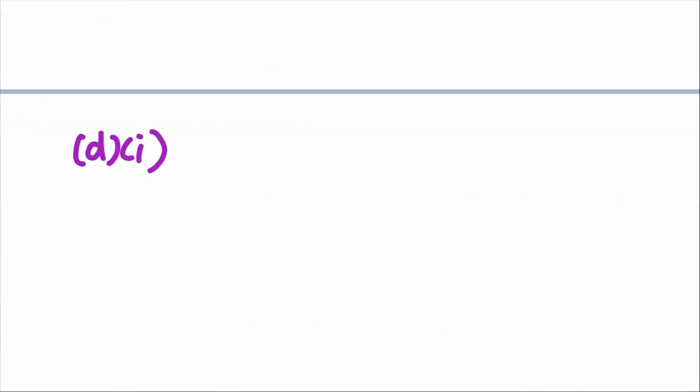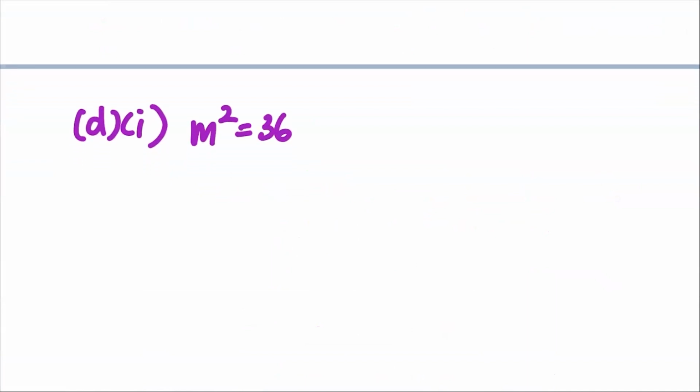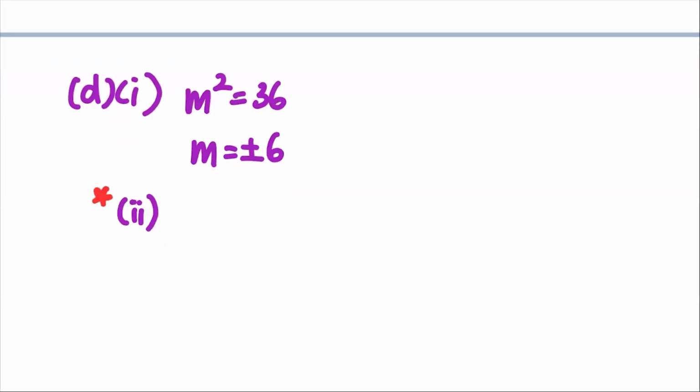So you get m squared equals 36. Now, obviously, you're supposed to square root both sides. You get m equals plus minus 6. Very straightforward. Now, part 2 is the interesting one. If you look at the way the question is being phrased, I want to talk about the way the question is being phrased.